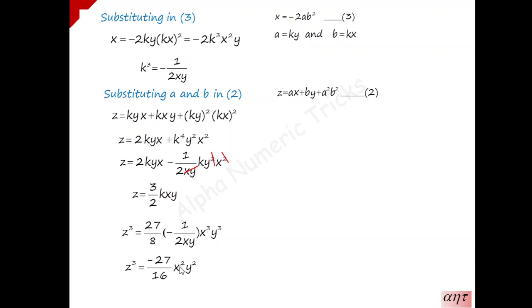After that you have x squared into y squared, or you can take this 16 to the other side, it becomes 16 z cube, and minus 27 x squared y squared is taken to the other side, it becomes plus 27 x squared y squared equated to 0, which is your required singular integral after eliminating the arbitrary constants a and b. Okay, now we have to find out the general integral for this problem.